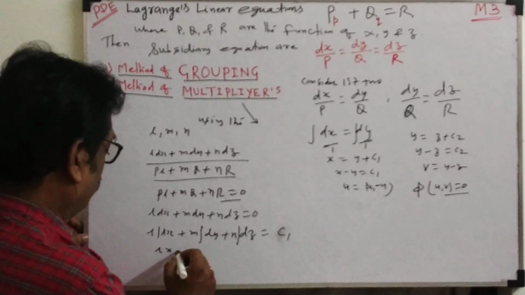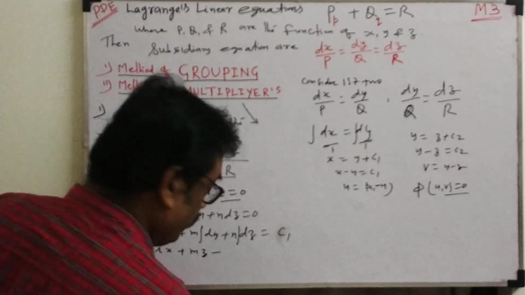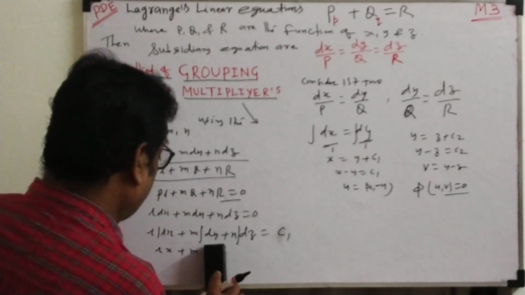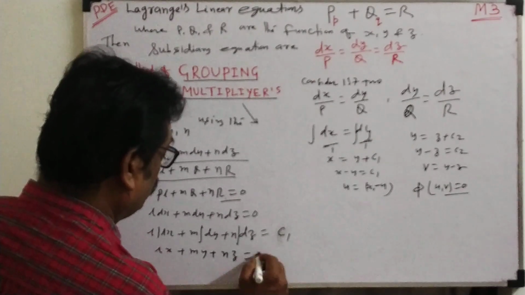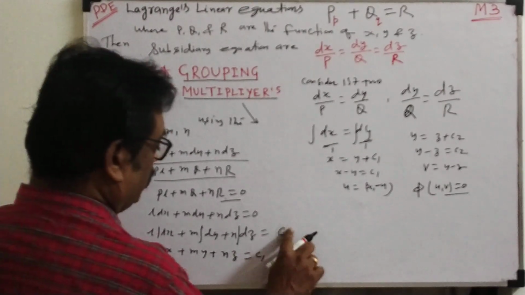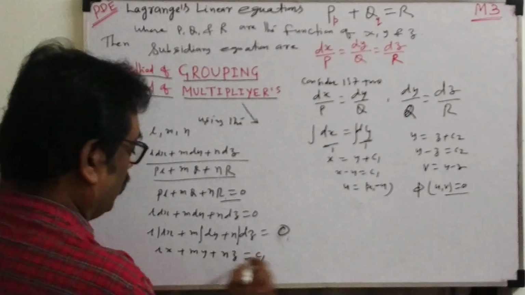So lx plus my plus nz equals c1. This you write here as 0 only. Integrating both sides, it will come c1. So this one term came.